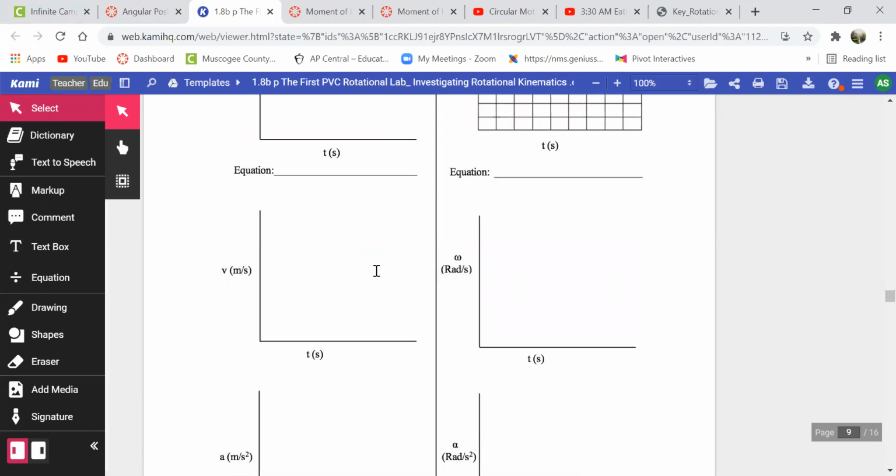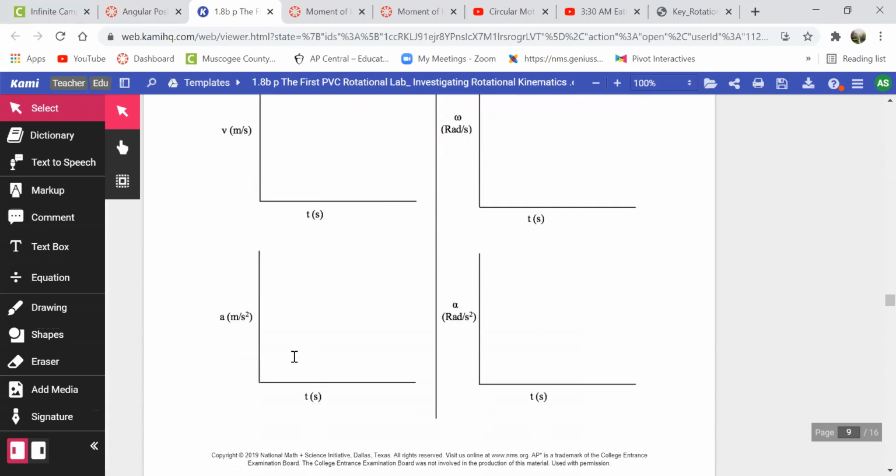There will not be values for this. It would be beneficial to have them, but you didn't take the data, so we're not going to use it. And then the acceleration versus time graph. If you have a flat horizontal line for the velocity versus time, what will you have for the acceleration versus time? You'll have nothing. You have zero acceleration. So that's going to be the graphs there. I'm just going to give you those.